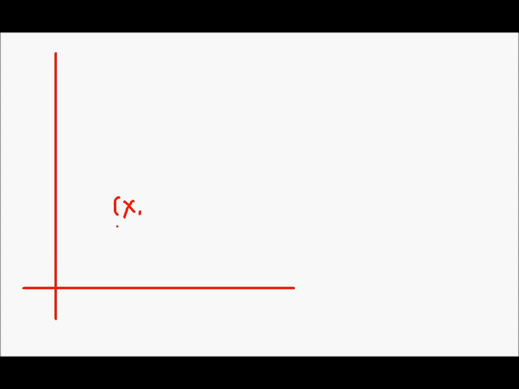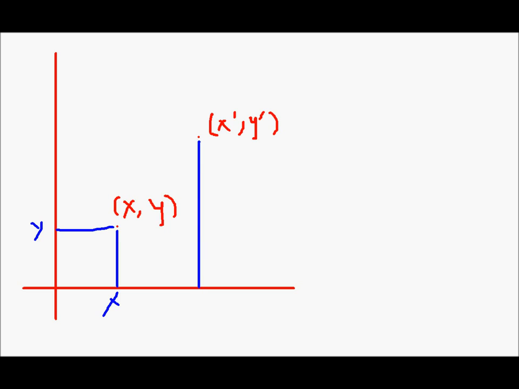First we'll see translation. So let's say this is my axis and I have a point over here whose coordinate positions are x and y. And let's assume that I want to translate this point to a new position, x dash comma y dash. So this is x, this is y, this will be x dash, and this will be y dash.